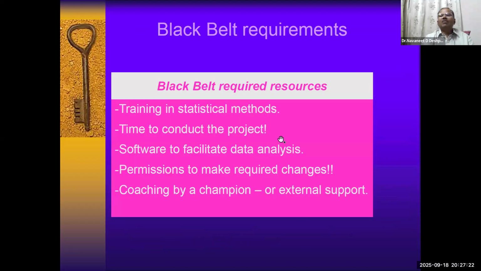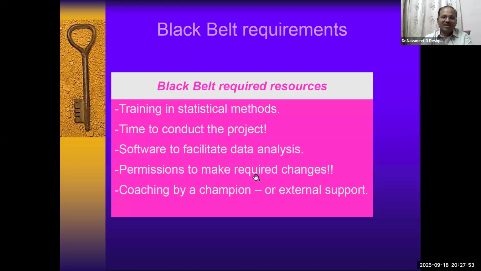Then black belt project requirements which you have to come across include training in statistical methods. First of all, you should know what is mean, median, mode, standard deviation, analysis, regression, progression, and so many other tools which are used in statistics. That is part of this black belt requirement, and of course is a component if anybody wants to go in for certification. Then time to conduct the project, they should be open for every weekend or something like that. Then software, the applications which are being used currently, one can gain knowledge of that.